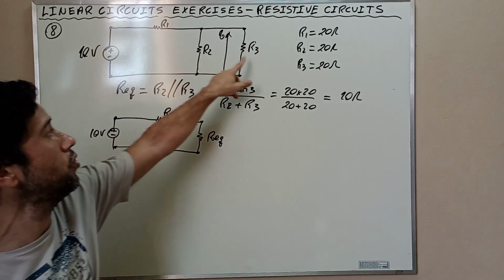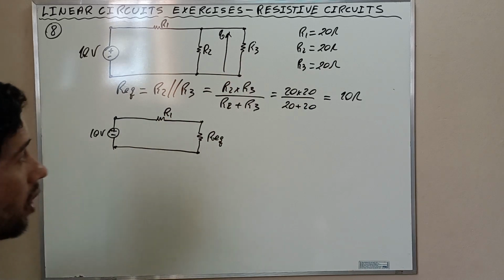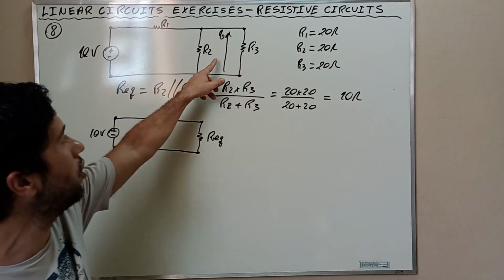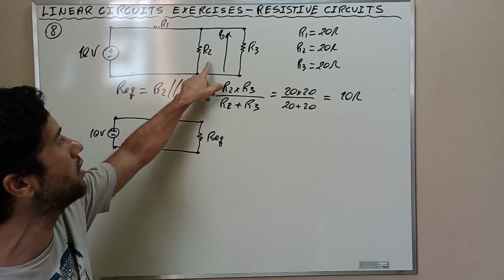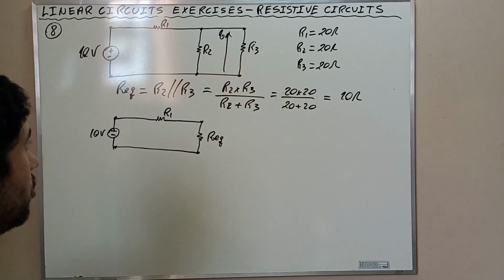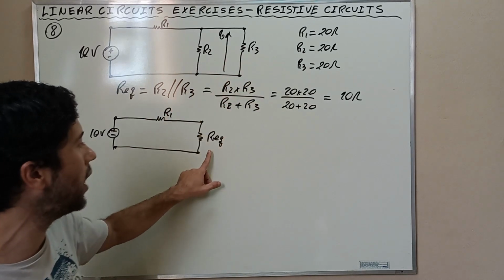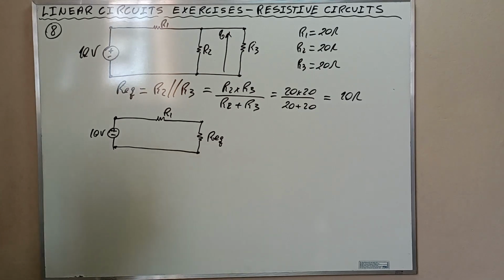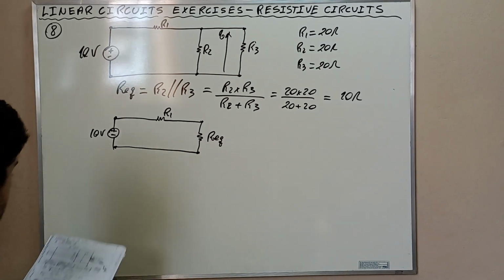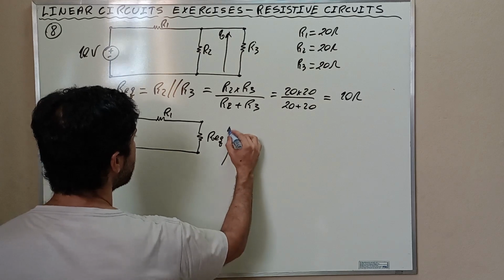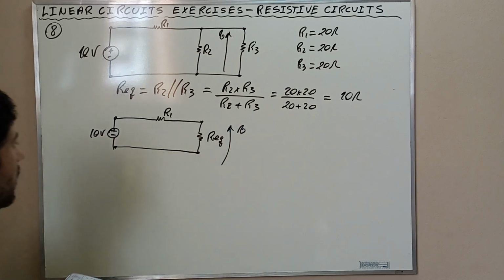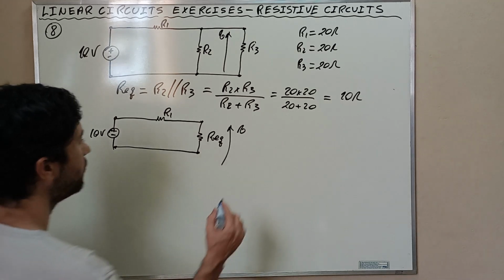Observe that we could not use the value of R2 or the value of R3 alone, because V is not only on top of R2 or R3, V is on top of both. That's why we needed to calculate the equivalent resistance. Okay, this is going to be V. Alright, and we are going to apply the voltage division principle here to calculate the value of V.